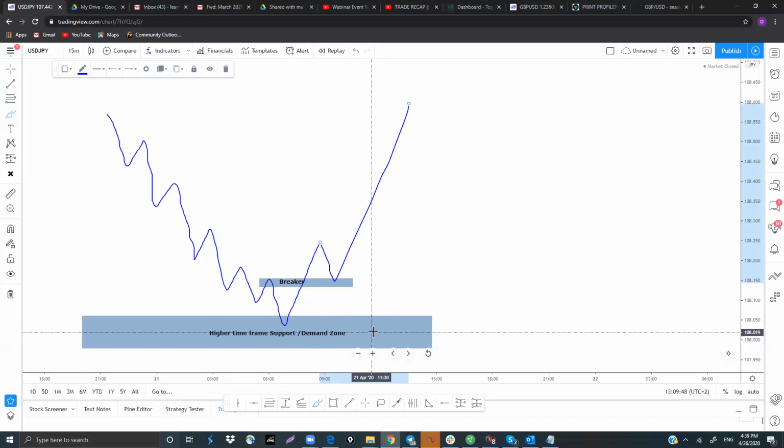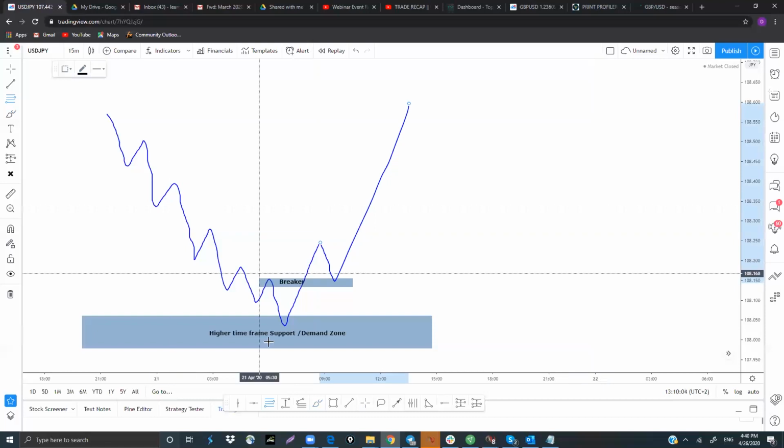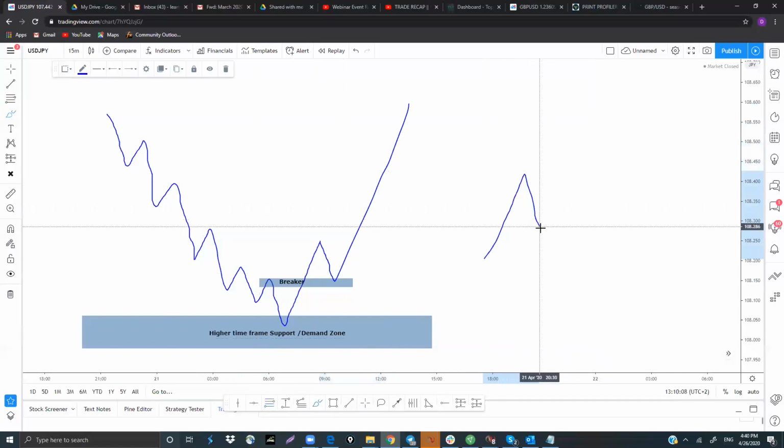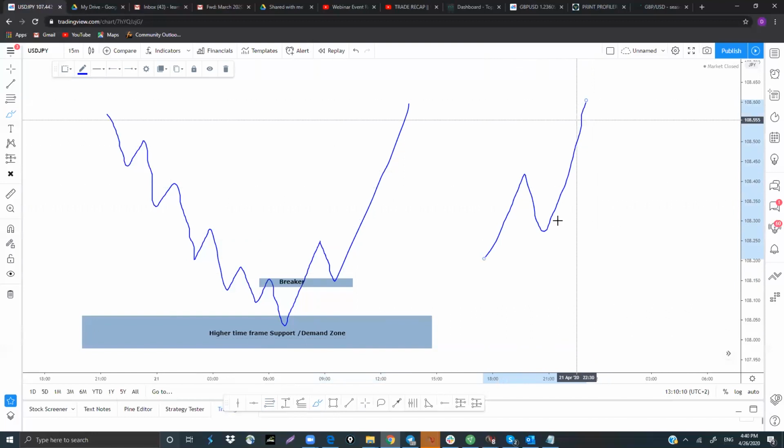The other entry we can do is wait for the price to come back to our discount zone. If you don't know what a discount zone and a premium zone are, let me tell you very briefly. This is a swing low, swing high. We have a swing low here. We have a swing high here.